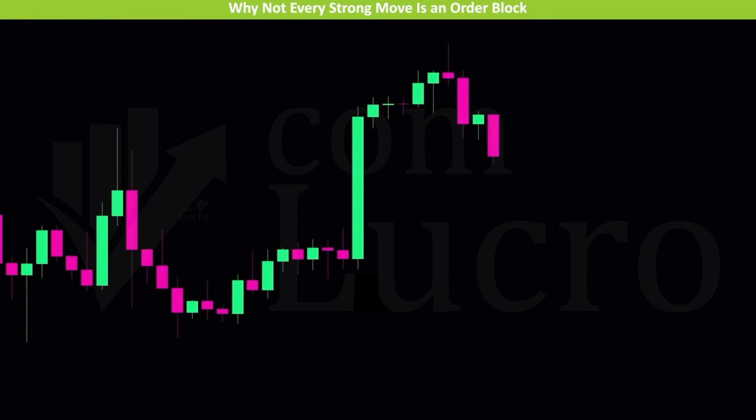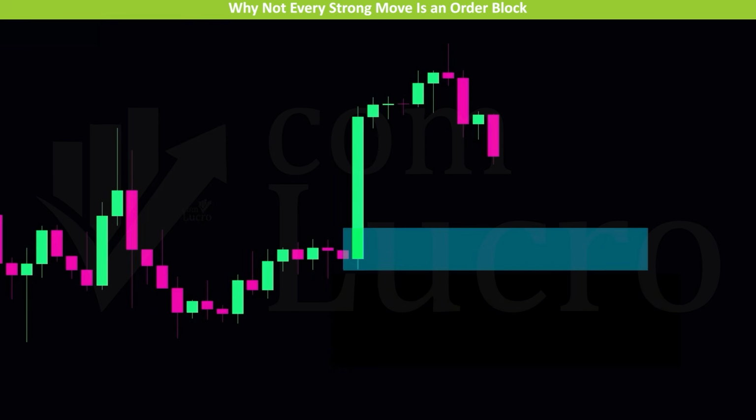Before we can work with valid order blocks, we first need to understand how to correctly identify them. Earlier, we mentioned that strong price movement away from an area can point to an order block. However, it is important to clarify that this alone is not enough. A significant move by itself does not automatically confirm an order block.